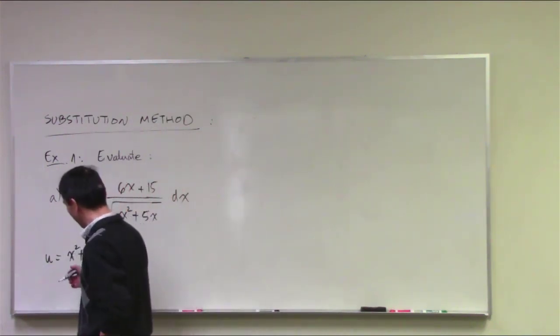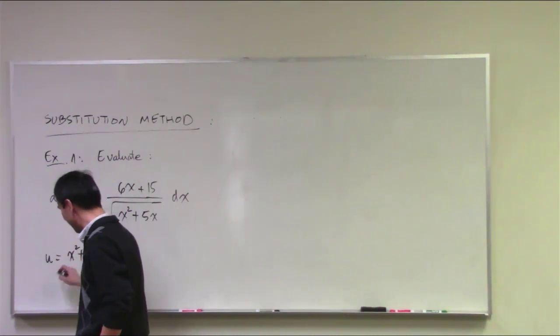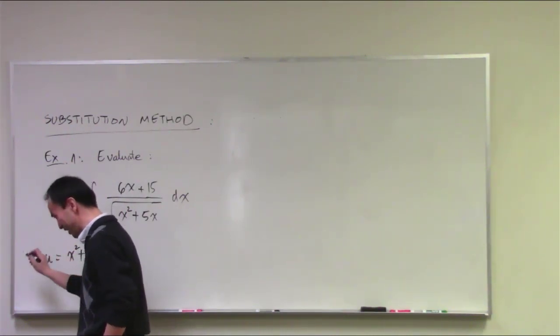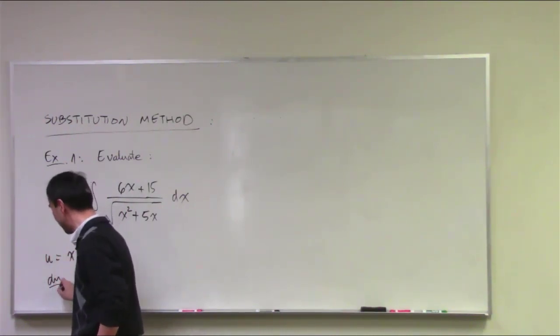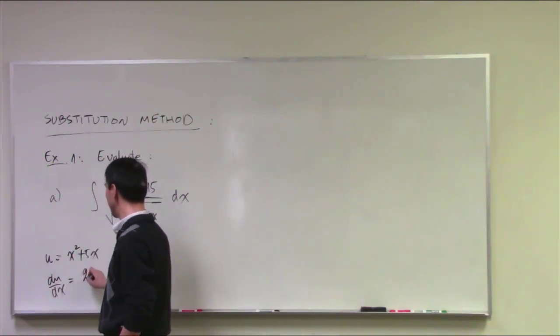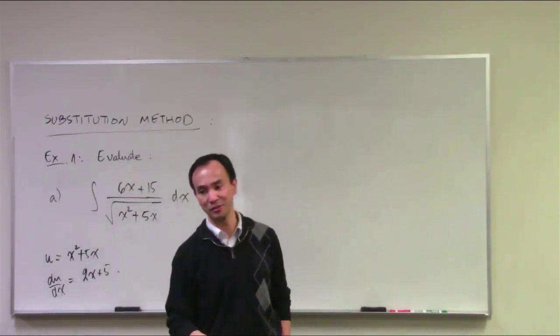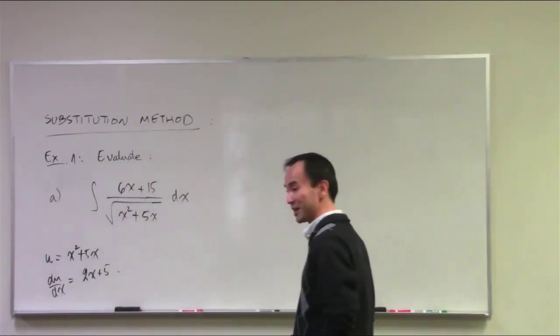So with this suggestion of mine, from this point, something you can do on your own is find the du/dx. The du/dx turns out to be what? 2x plus 5, right? Okay, following. No one from Calculus 1 should be surprised by this.